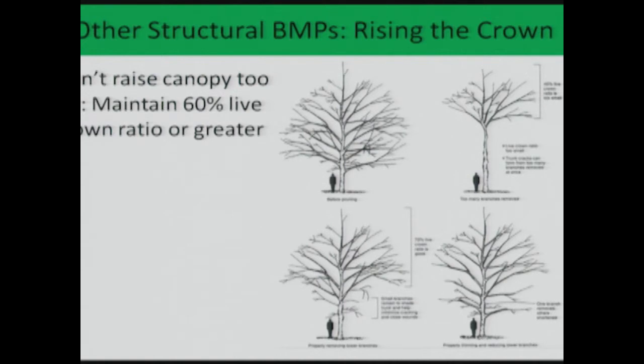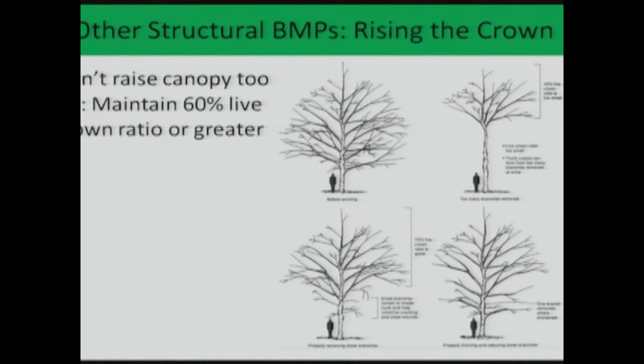So when we're raising the crown, one mistake that's often made is that we raise them too rapidly. And sometimes it's because we can't get back to the tree. We know we're not going to be back there for a year or two, and so we raise it further than we know we should. But the research indicates that the best practice is to keep at least 60% of the height of the tree as crown. So 60% is leaves and foliage, and 40% is exposed trunk at a maximum.